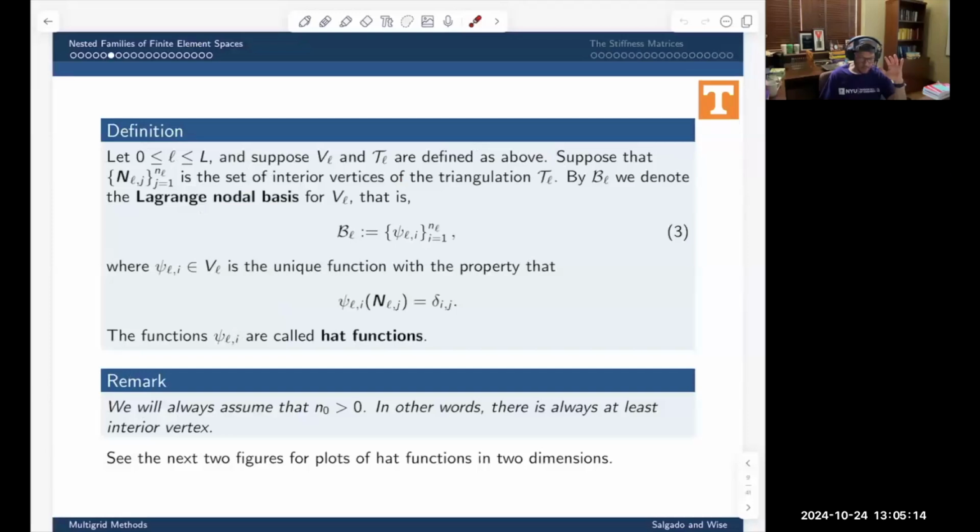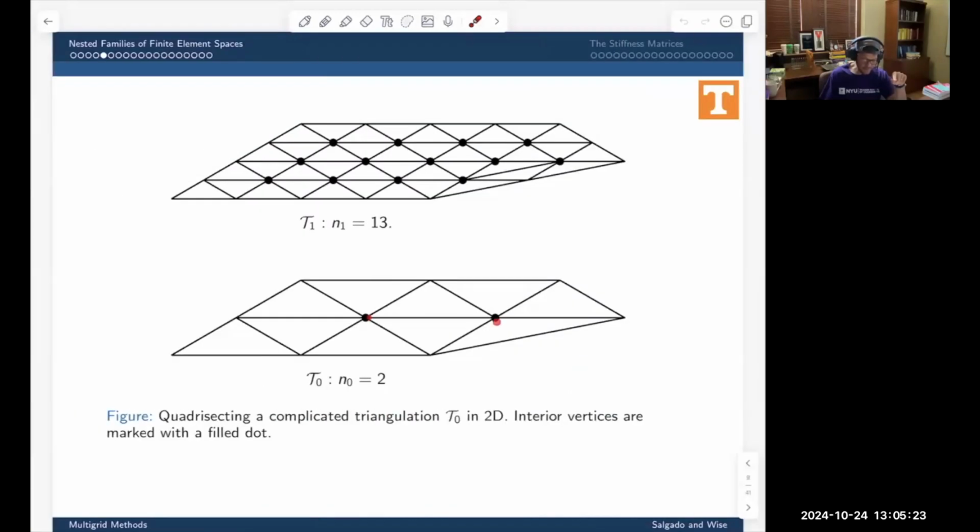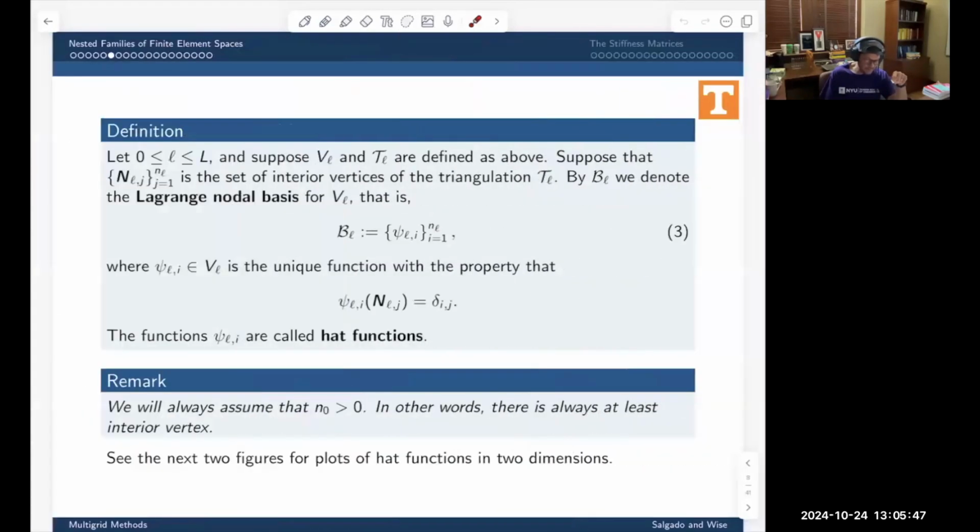I say all that to say that for the piecewise linear case, all we need to keep track of really is the number of interior vertices that we see here. So an interior vertex is where a triangle has a corner. Okay, multiple triangles have a corner, but it's not on the edge. It has to be in the interior. So you just look where the triangles meet, where they have corners, and those give rise to the interior vertices. So those are going to be important for this next definition.